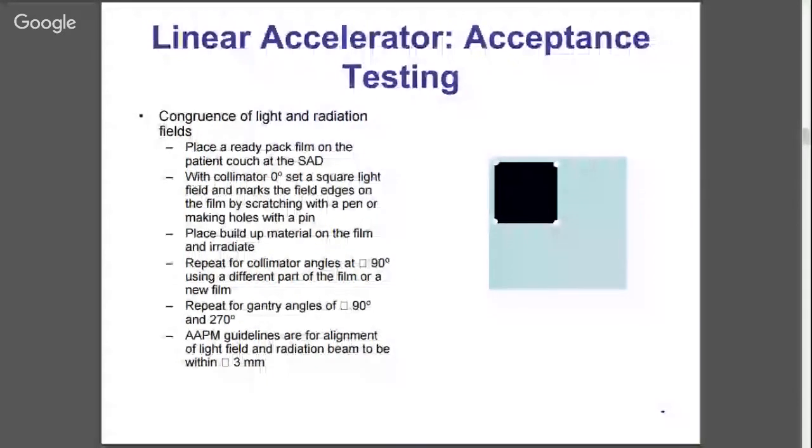And then we'd repeat this at different collimator angles of 90, 270, and maybe 180 as well. And we'll be looking to see that the alignment of the light field and radiation beam are close to within a particular tolerance. So that would typically be 2 to 3 millimeters, depending on the protocol you're using. Maybe better, but you would expect to get probably better than that.